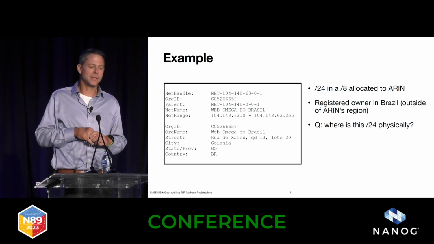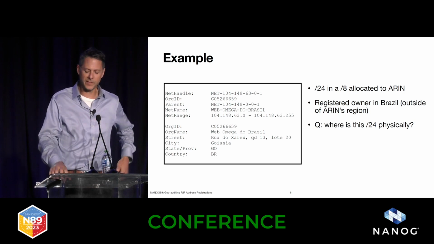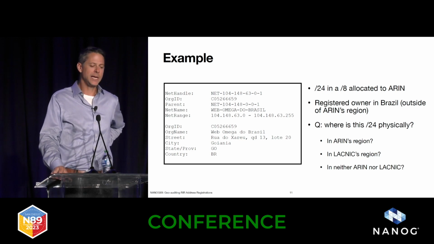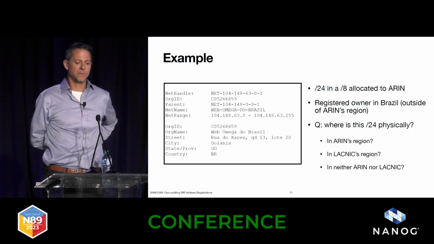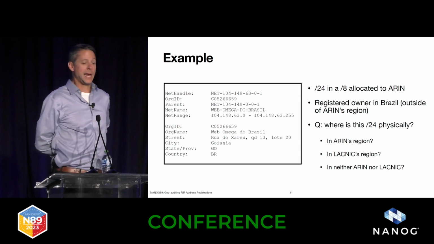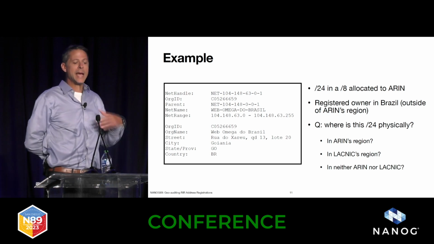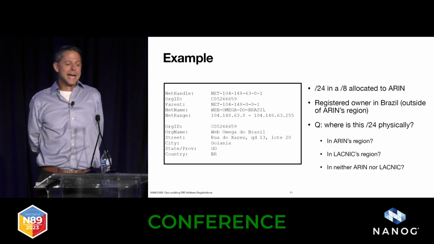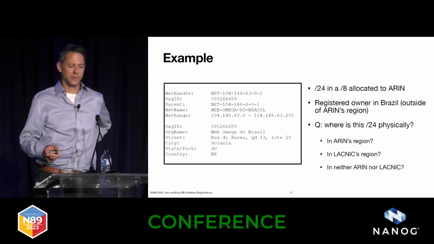So we might ask, okay, this is interesting. Where is this /24 physically? And there's a couple of different answers to that question. It could be the case that this /24 is physically advertised in ARIN's region. It could be in LACNIC's region, i.e. corresponding to Brazil, or it might be in neither ARIN nor LACNIC, which would also be interesting.